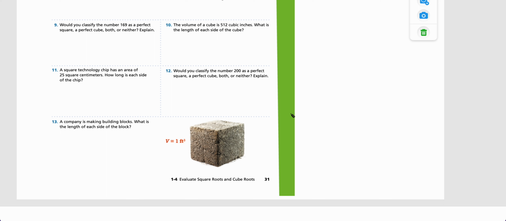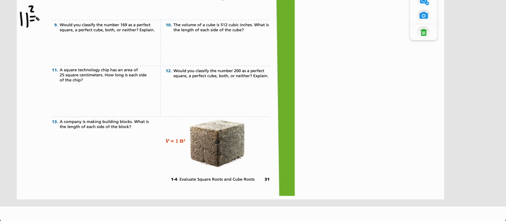Would you classify the number 169 as a perfect square, a perfect cube, both, or neither? Neither, it's odd. Okay, but being odd doesn't mean anything. So we have done our list of perfect squares up to 100, by going up to 10 times 10. We did that quite a bit in the last unit. So what if we kept that going and we did 11 squared?